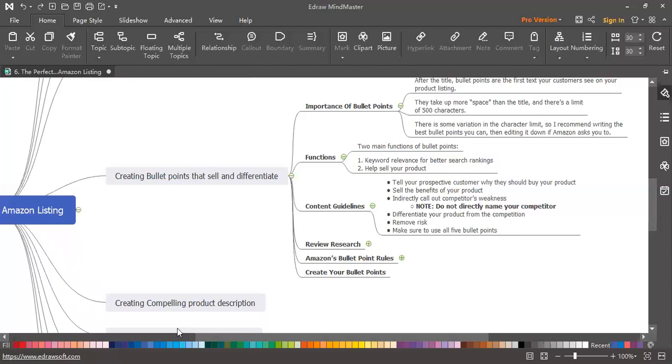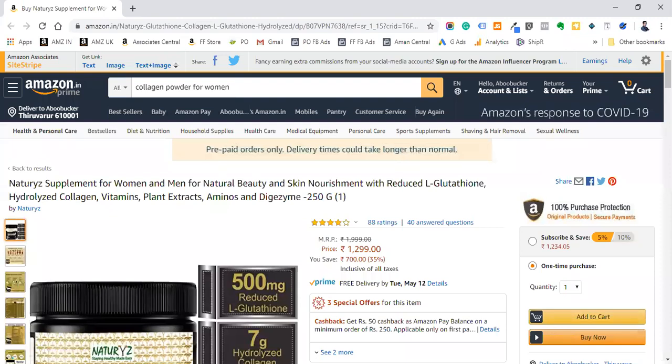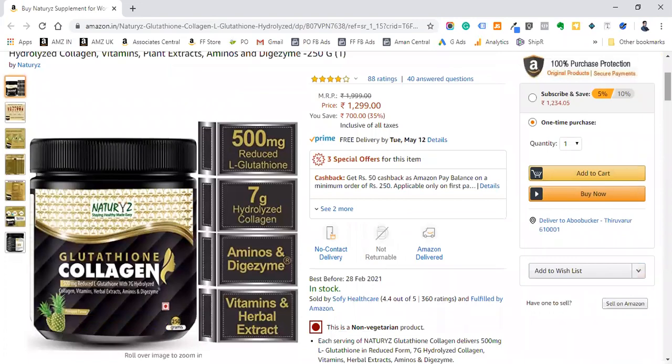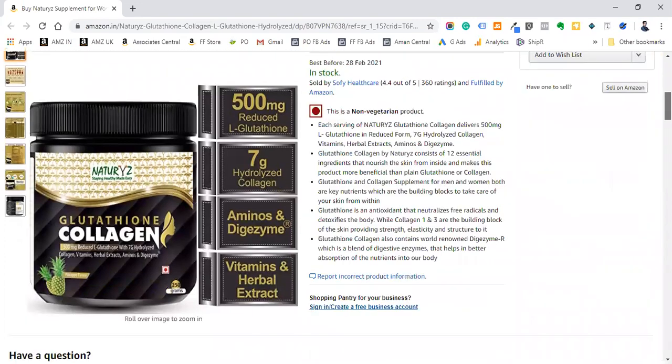I will show you a listing which I just came across on Amazon. This is one of the collagen powders. I don't know whose brand it is. I'm not criticizing anything. I just want to mention this. See, all these bullet points are about the features. Say the collagen delivers 500 mg glutathione in reducing form, 750 hydrogen collagen, vitamin, herbal extract, aminos, and enzymes.